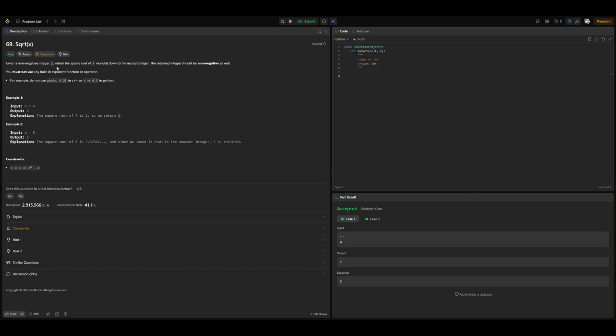So what is this question asking us? Given a non-negative integer, in other words a positive value, return the square root of that value x, rounded down to the nearest integer. So we're given a value and we need to find the square root of that value, and if the value is a decimal, we need to round it down to the nearest whole number. The returned integer should be non-negative, so we can't work with negative numbers. We're only working with positive.